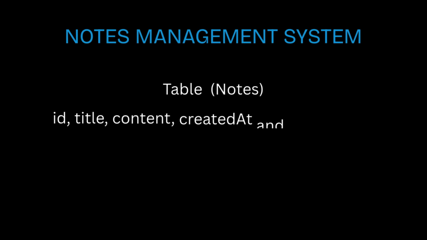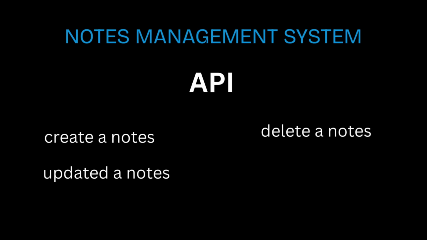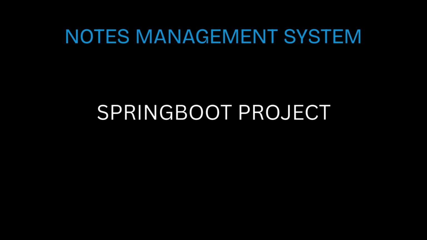First, let me explain what we are going to build. We will create a notes table with fields like ID, title, content, and created and updated related fields. Then we will implement APIs to create a note, update a note, delete a note, and view all the notes. And we'll test all the APIs using Postman. Now, let's start by creating a Spring Boot project and then we will design the notes entity.